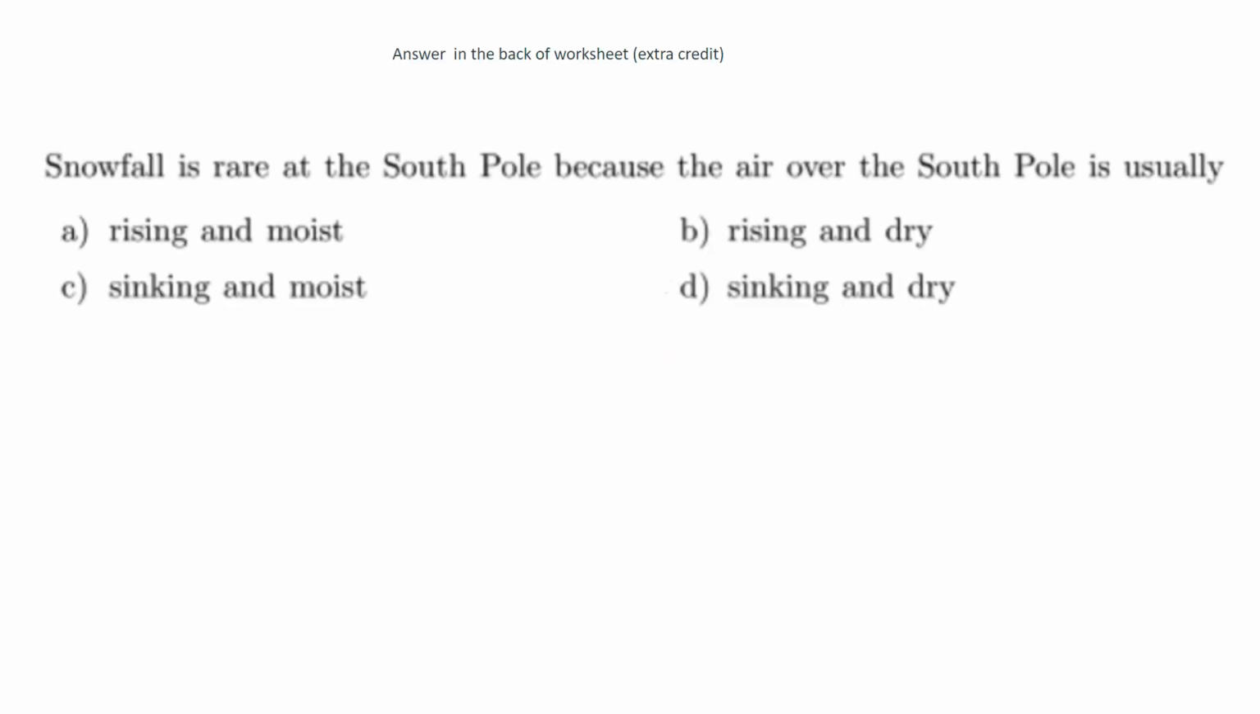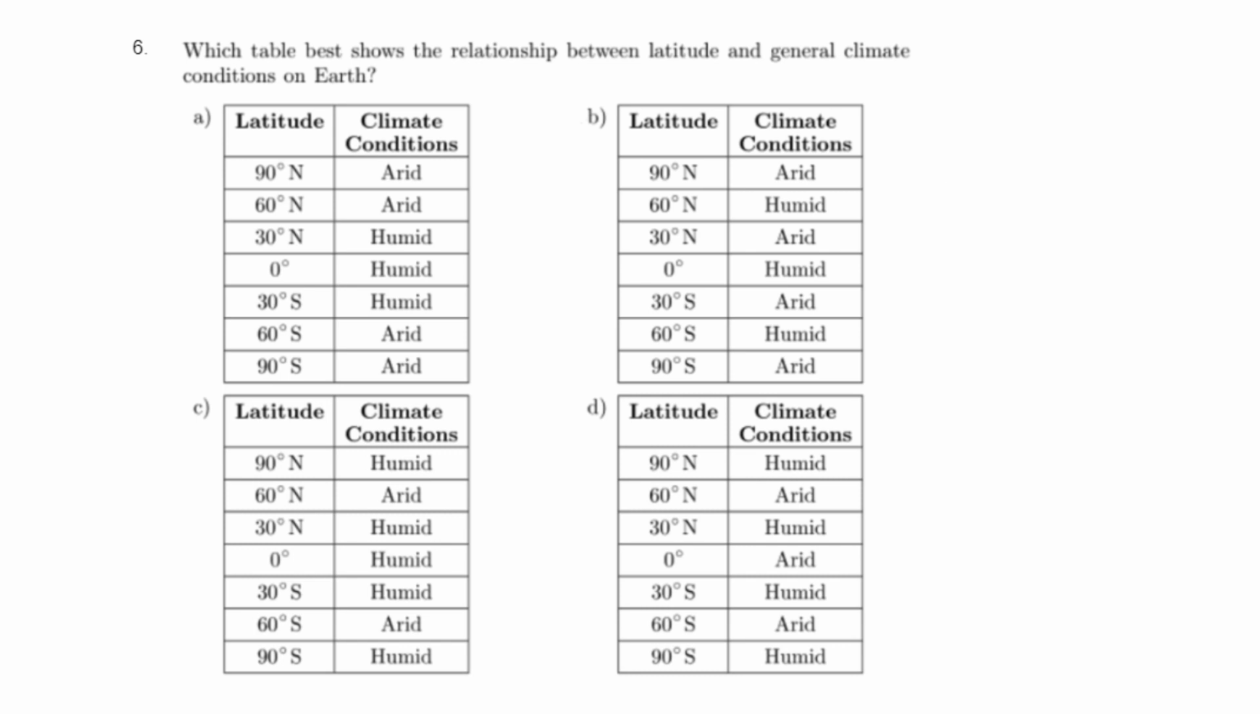All right. For this one, try to answer this question in the back of your worksheet and show your teacher for extra credit. Pause this video, write it down. So try number 6. Which table best shows the relationship between latitude and general climate conditions on Earth? Go and pause this video, give it a try.